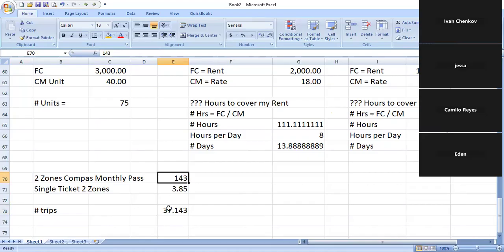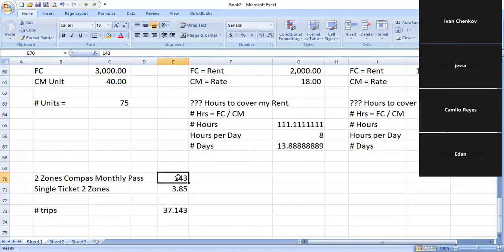How can you do that? Well, you go to your account and see how many trips you're making per month. If you're counting 35 trips, you're wasting your money. But if you're using the Compass card at least 38 times, that means you're justifying the fixed cost. That's how you can make the fixed cost work for you.